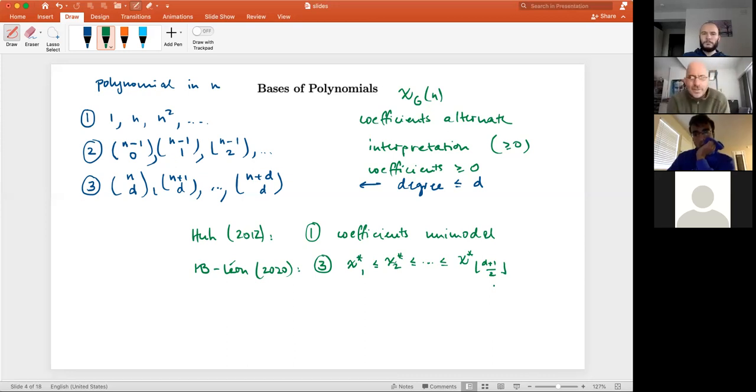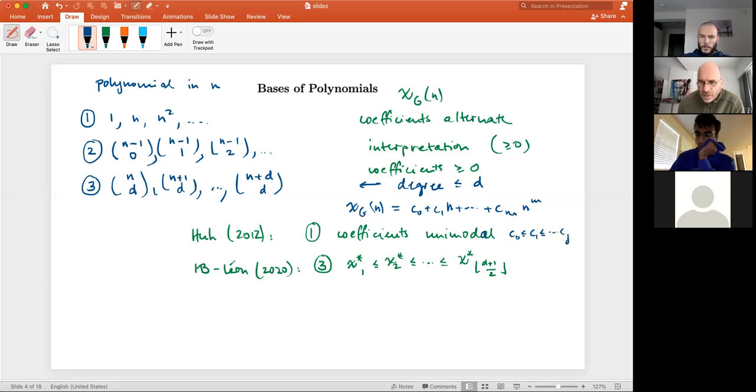Sorry, Matt. Can you maybe say what unimodal means for a sequence? Because I'm not sure. Thank you. So if I have a polynomial like my chromatic polynomial, it doesn't have a constant term, but let's pretend it does. Then there are some coefficients, and let's say I have degree m. Unimodal means my coefficients go up to some point, I don't know what that is, and then go down afterwards.